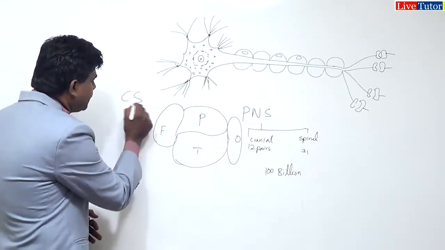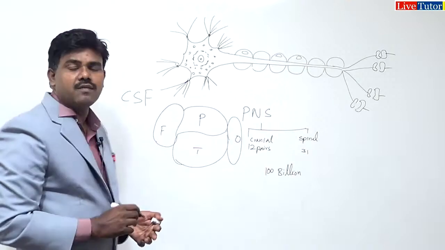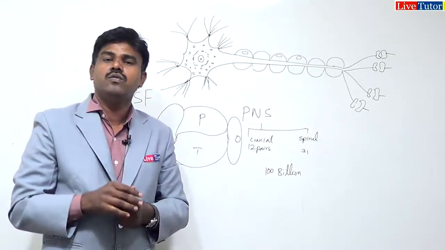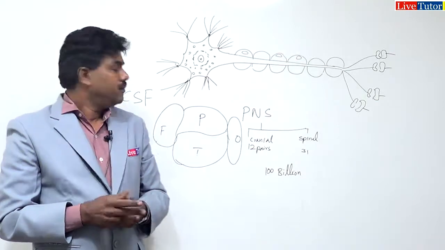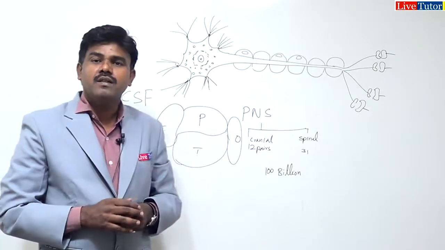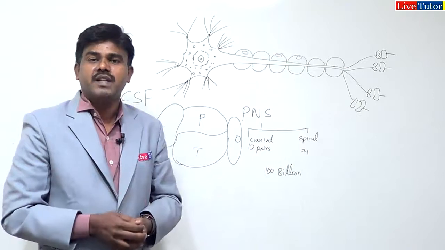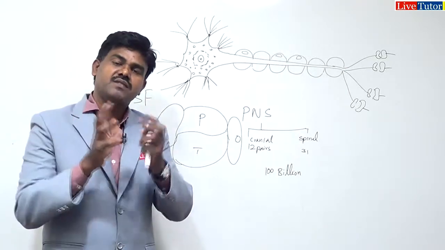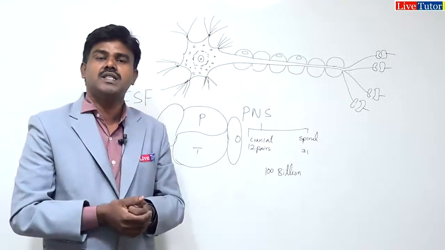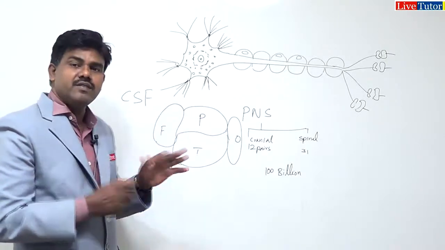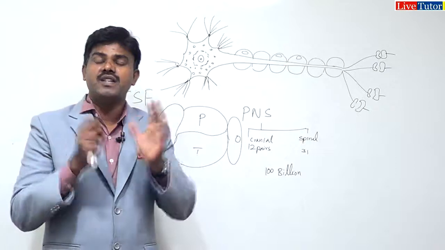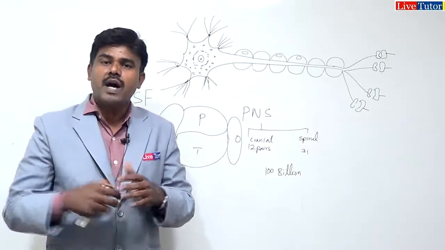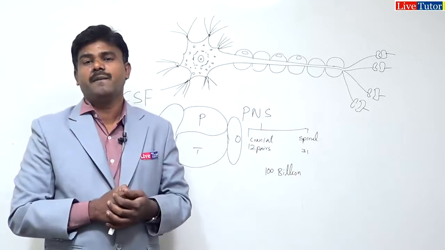So what is CSF? Cerebrospinal fluid. The amount of cerebrospinal fluid is normally 100 to 150 ml. The cerebrospinal fluid gives nourishment for the brain cells, like blood gives nourishment for all the cells. The CSF passes through the ventricles of the brain.